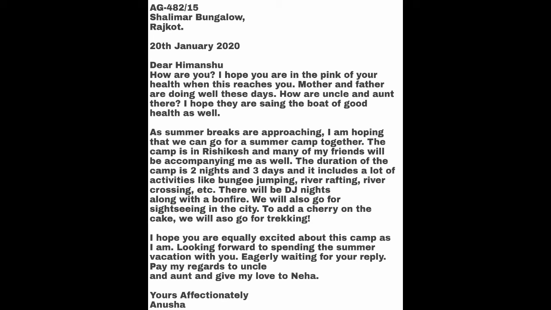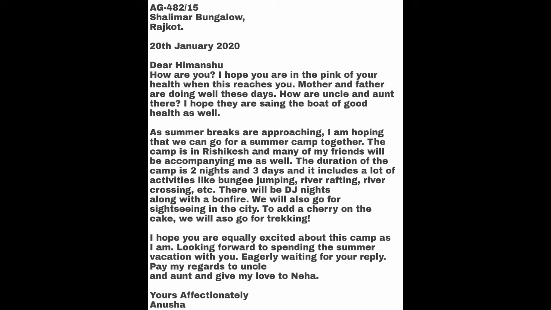Previously we have seen an example of formal letter writing. This is the example of informal letter writing. In that, the sender's address is as it is, and the date is as it is: 28th January 2020. Again I'm giving you a reminder that the month name we have to write in full length. After that, we don't have to mention the subject, and we are not supposed to mention the receiver's address.